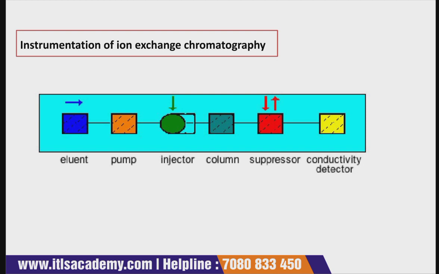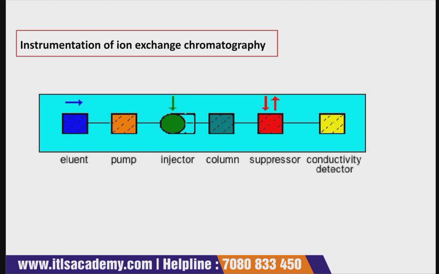Then comes your injector. As the name suggests, the sample is introduced in various ways. The simplest method is to use an injection valve. You take an injection syringe, put your liquid sample in it, and directly inject the liquid sample. Sometimes a solid sample needs to be dissolved in an appropriate solvent, made into a liquid, and then directly injected.